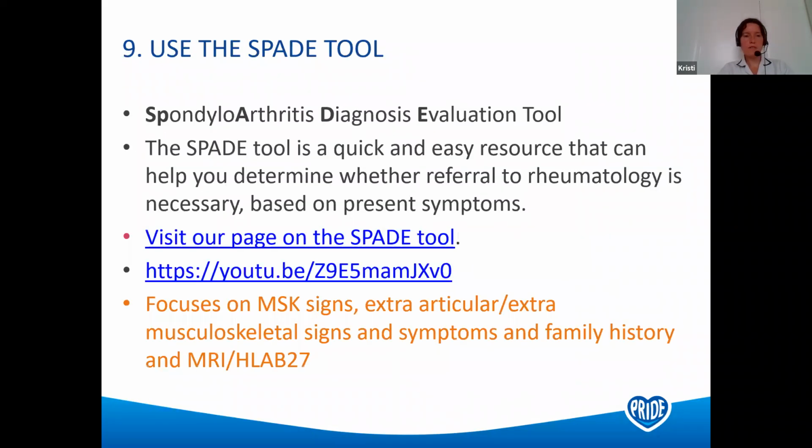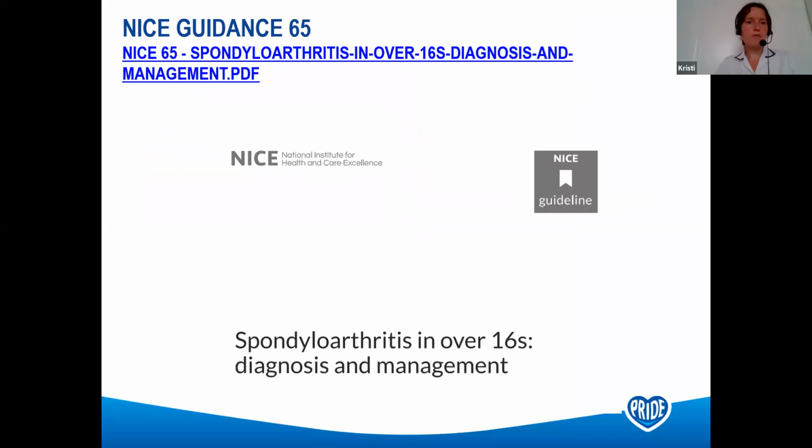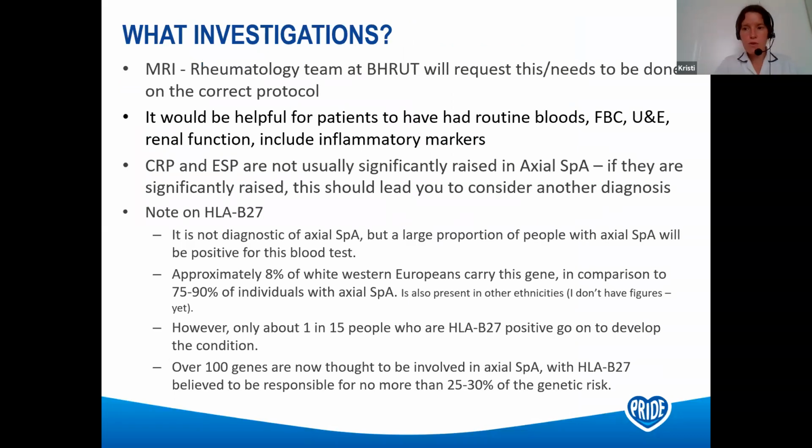so far I've given you 9 top tips, but at this point I'm just going to talk a little bit about when you refer to rheumatology, what would we like you to send them in with? So not much really. We're happy to arrange the MRI. When they come to rheumatology, we'll request the MRI because we really want to make sure, and there's a bit of body of work being done at the moment, making sure these patients get the right MRI protocol.